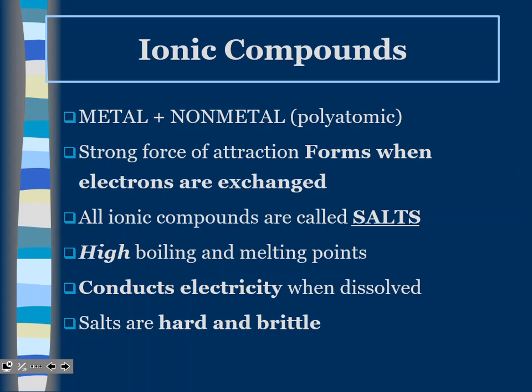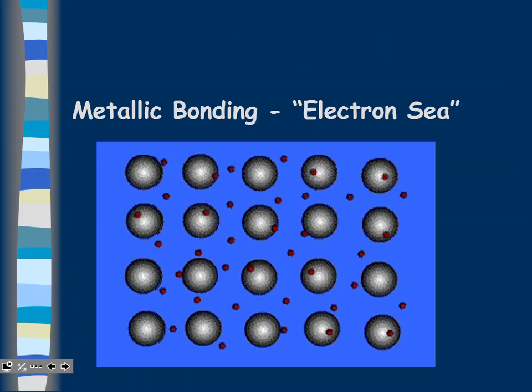Okay? So metal, non-metal, could be polyatomic involved as well. Forms the electrostatic attraction. These are always called salts too, not just sodium chloride, but anything that's an ionic compound is considered to be in the class of compounds called salts. High boiling and melting points, you saw that in the little mini lab activity. And they conduct electricity when they're dissolved in water. And they're usually hard and brittle. So some characteristics there. This was in the other PowerPoint, but you can take a look here. I'm posting this one on Blackboard for you as well.